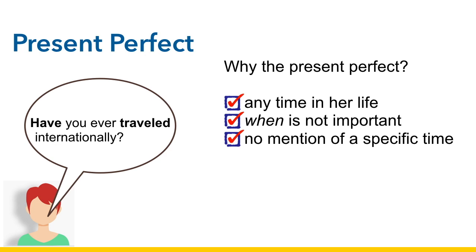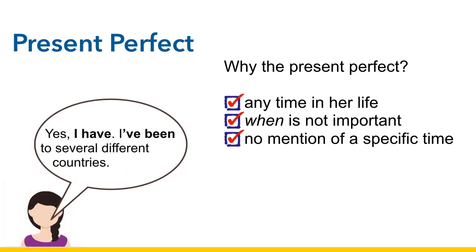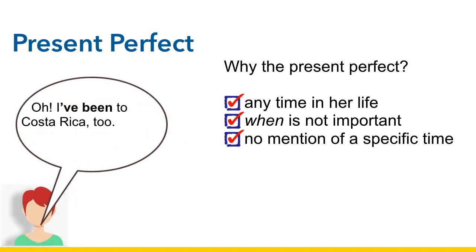And Rachel responds in the same verb tense. "Yes, I have. I've been to several different countries." When this person says, "I've been to Costa Rica too," she's using the present perfect again because it doesn't matter when she went to Costa Rica. She just wants Rachel to know that she has also been there sometime in her life.